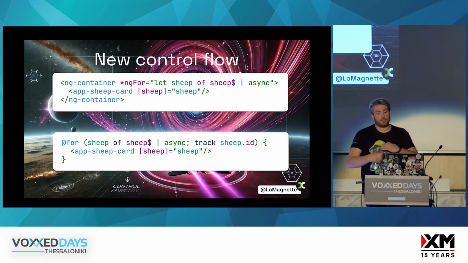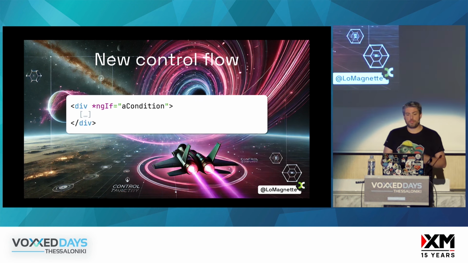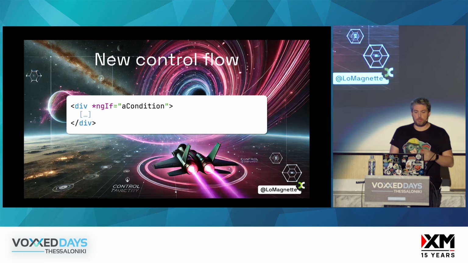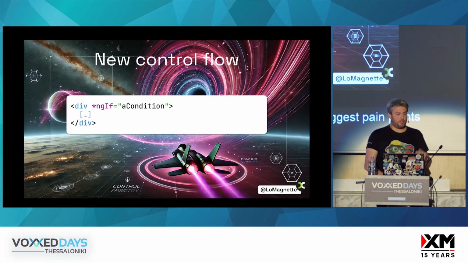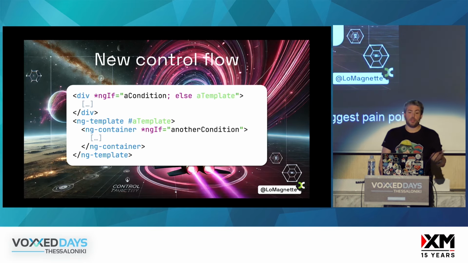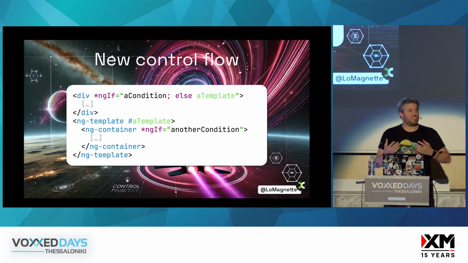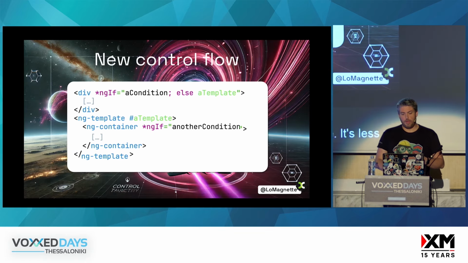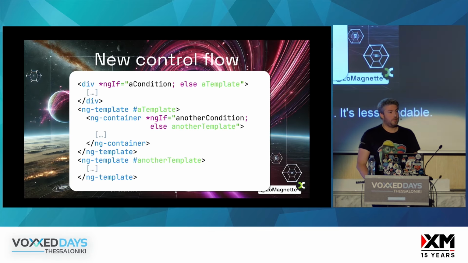But otherwise, it's pretty similar. For the if, I think that's one of the biggest pain points with those old control flows, because you do a simple if, that's easy. Then you want to do if-else, and already it's getting a bit crowded here. It's less readable. And when you have an else over that, it's getting really hard to read, in my opinion.